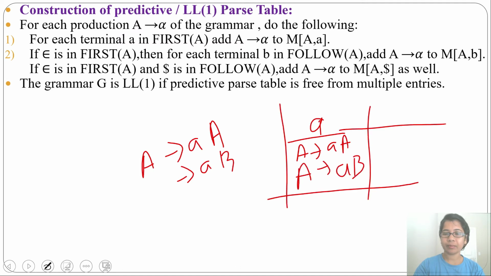If there are multiple entries, then it will be no more predictive. You cannot predict for a terminal which production to use. So it will be no more LL1 grammar. So for LL1 grammar, every cell should contain one entry. If there are multiple entries, then it is not LL1.